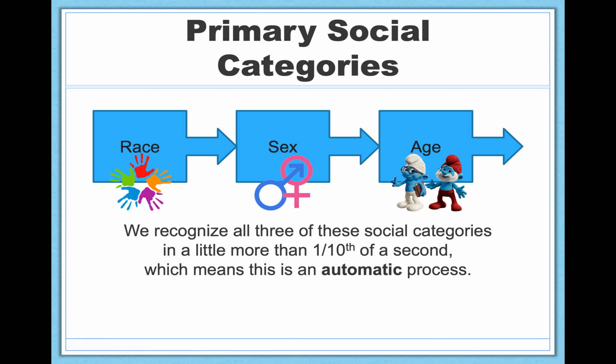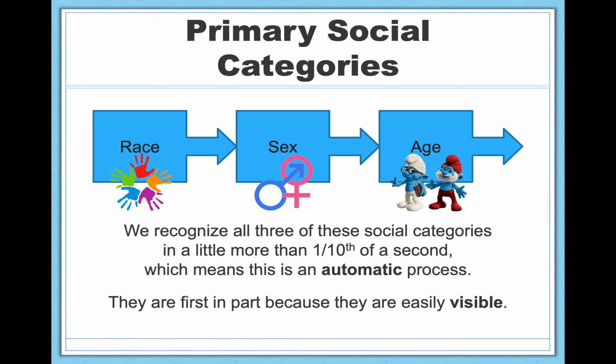And this is an automatic process. If it happens this quickly, it's not like somebody is pondering this when looking at somebody. You look at somebody and automatically you're thinking about their race, their sex, and their age. And again, these typically happen first, which is why they're primary social categories. Now, why are they primary social categories? Why are our brains wired in this way?